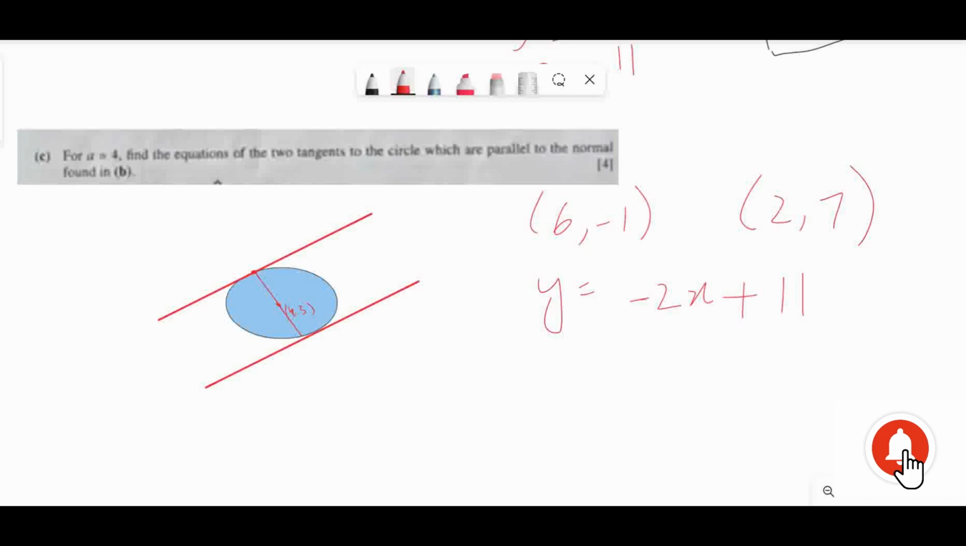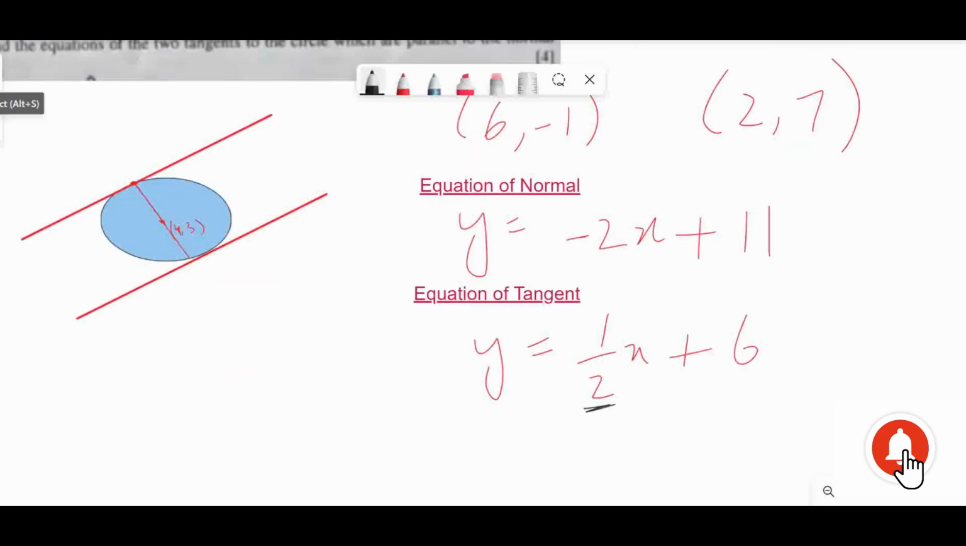How can we find it? We can use the point slope form, that is y minus y1 is equal to m into x minus x1. So when we put the first value, this will become y plus 1 is equal to 1 by 2 into x minus 6. From here you can see that we are just putting the first value over here.